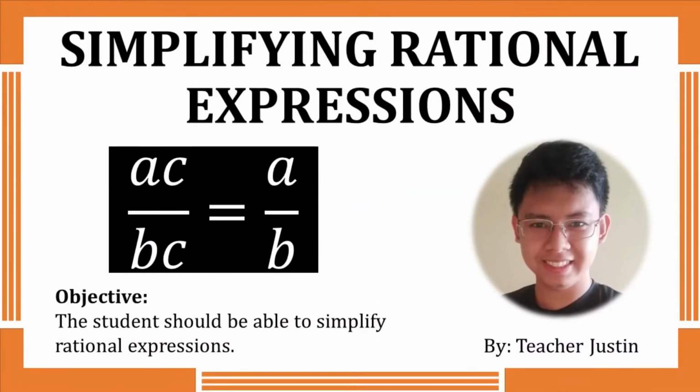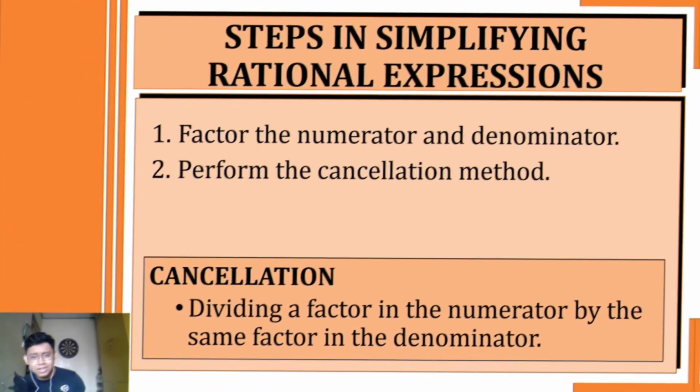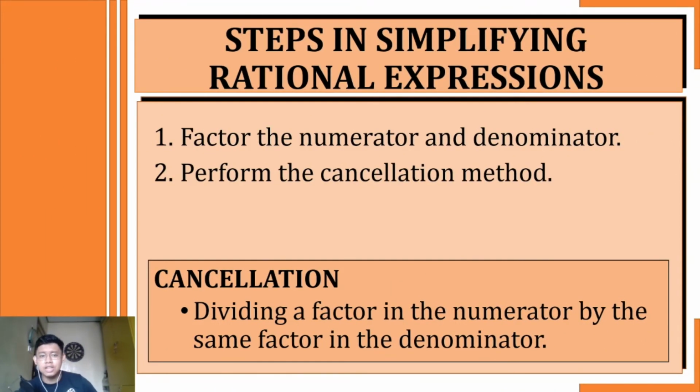On today's topic, we're going to talk about simplifying rational expressions. Here are the steps in simplifying rational expressions. First, we are going to factor the numerator and the denominator. Second step is to perform the cancellation method. Now, when we talk about cancellation, it is dividing a factor in the numerator by the same factor in the denominator. Now, let's go on to our examples.